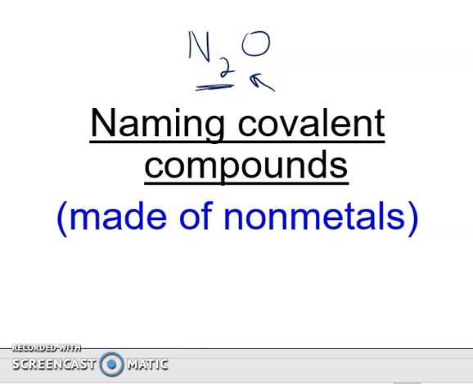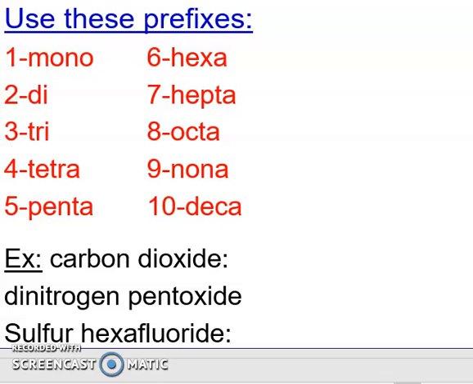So all you need is a list of prefixes, and these are the common prefixes that we will be using. So for 1, we'll use the prefix mono. For 2, we'll use di. For 3, tri. For 4, tetra. For 5, penta. 6, hexa. 7, hepta. Octa, nona, and deca.